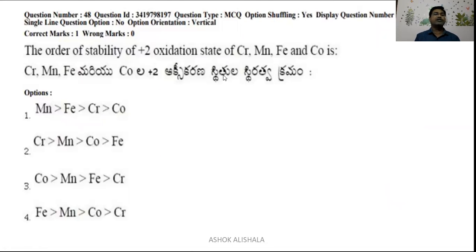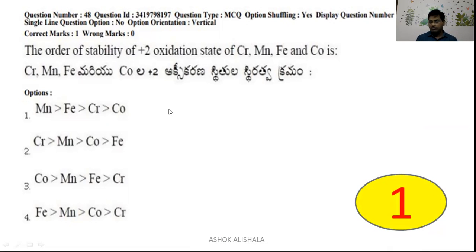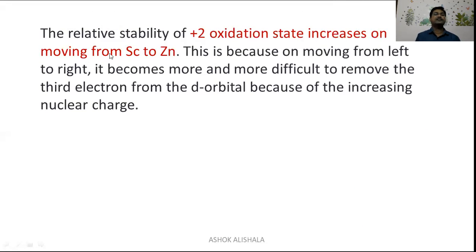Now let us see another one: the order of the stability of the +2 oxidation state of chromium, manganese, iron, cobalt. First let me tell you the answer is 1. Manganese complexes are more stable than iron, chromium and cobalt. In general, they do not follow a particular trend, but there is a very important generalization, and it is like this.